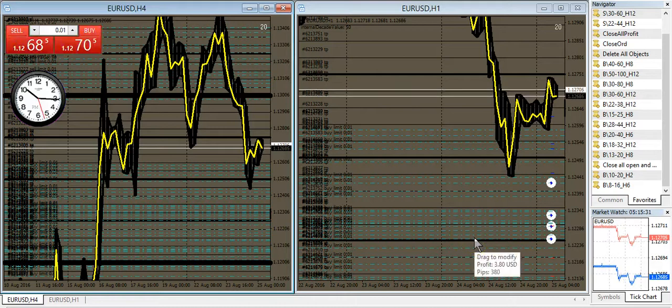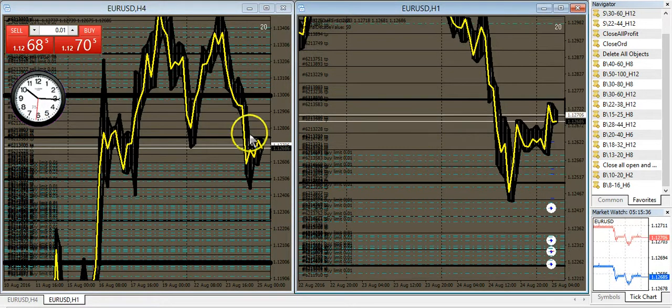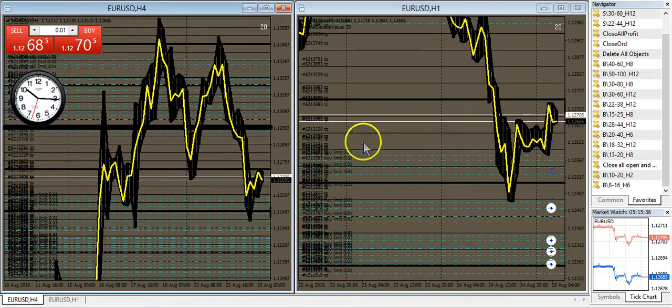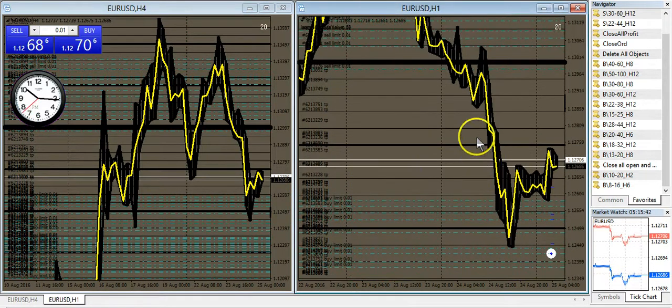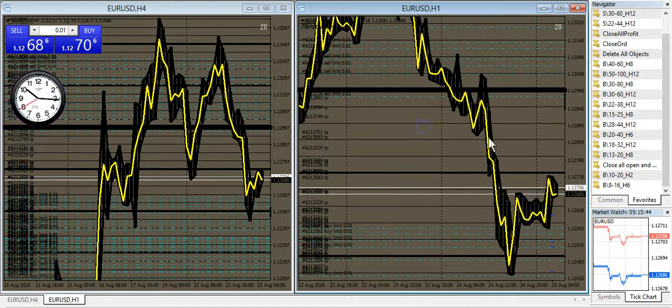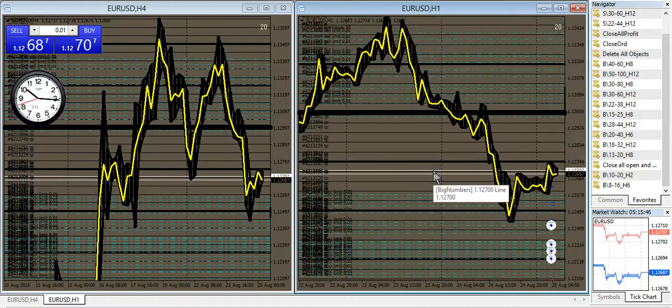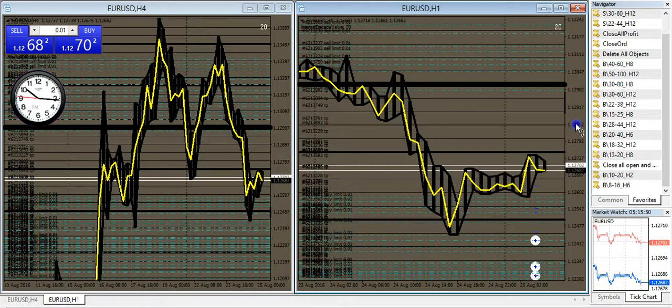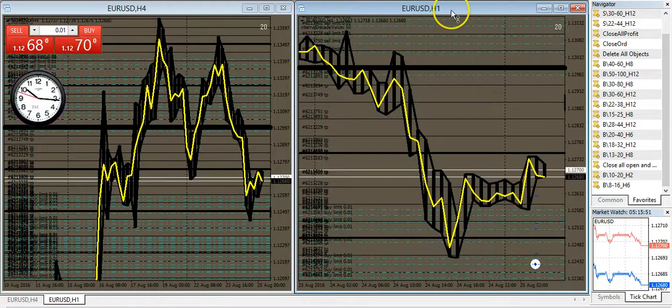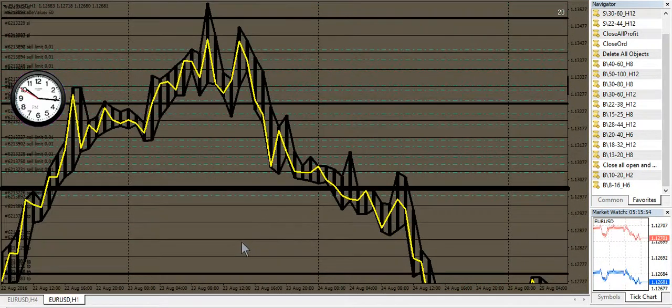Okay, we're trading the euro dollar here. I've got the 1 hour chart on the right and the 4 hour chart on the left. So I would say this is like a Forex zoom. And I have a 1 period moving average here. The black line on top is a 1 period moving average of the highs and a 1 period moving average of the lows. So you can just think of this as Bollinger Bands.